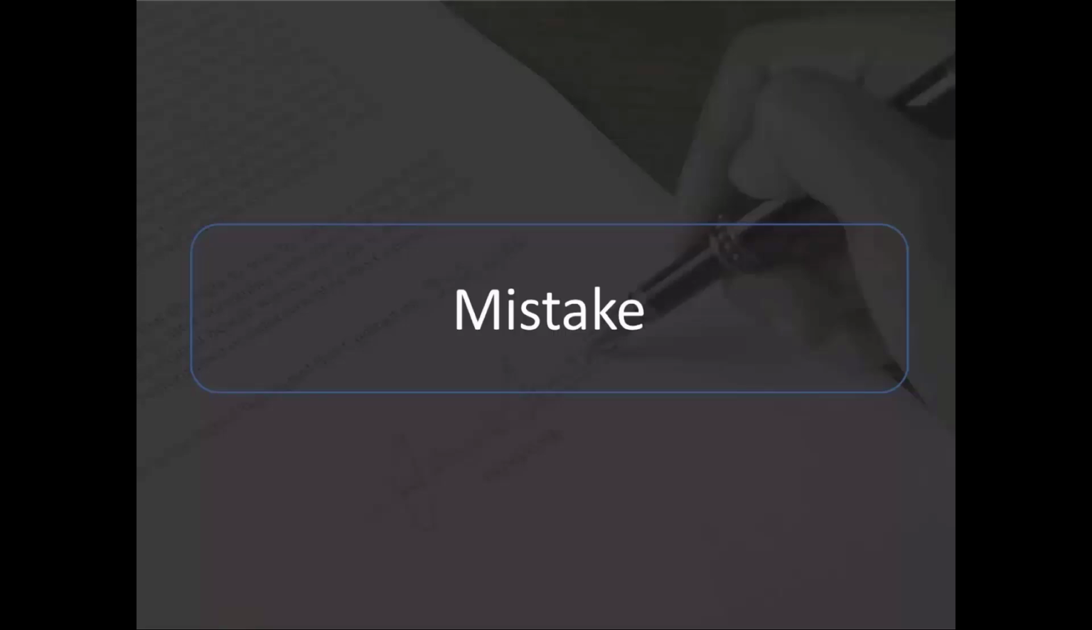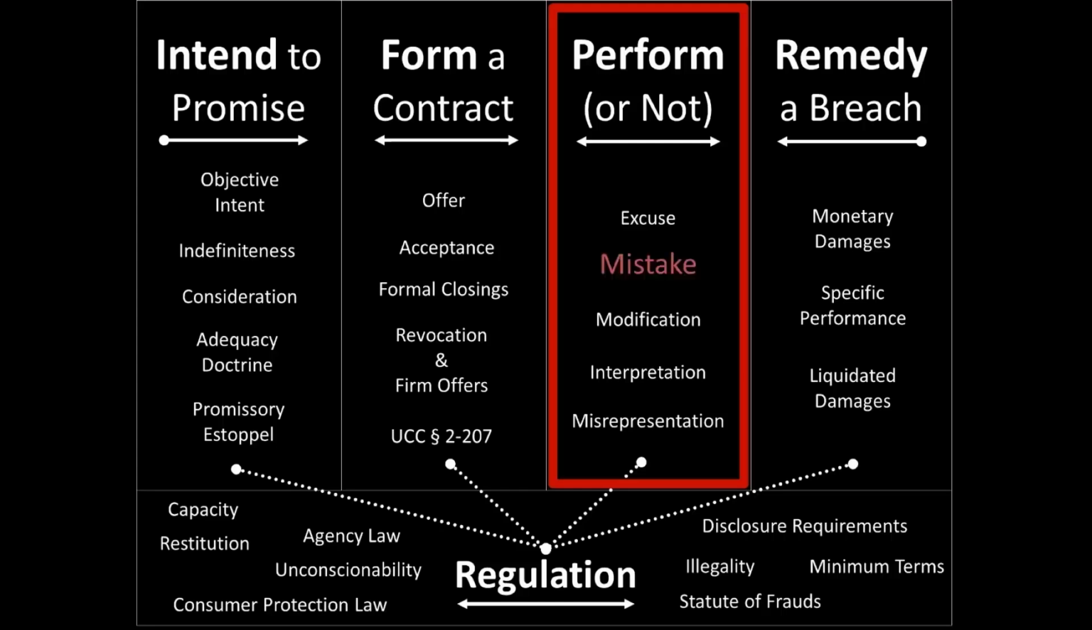This screencast lecture introduces mistake doctrine. These rules determine whether a party's mistaken belief at the time of contracting will justify rescission of both parties' obligations under the contract. Like the excuse doctrines that we've just studied, mistake is about allocating certain risks between the parties.